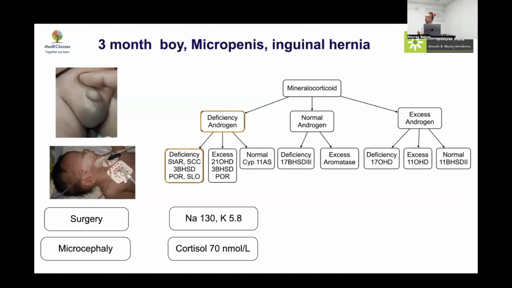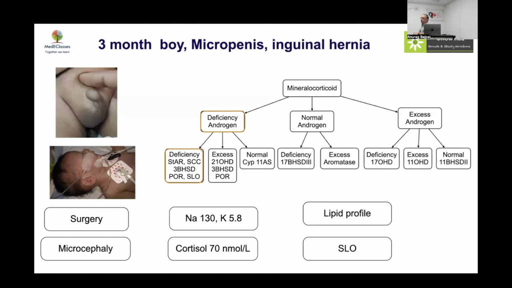Then if you talk about non-classical forms of StAR defect, like the boy who presented later with adrenal insufficiency, their penis will be normal. So if you have micropenis, it will also have hypospadias. But in Smith-Lemli-Opitz, you may have a milder picture because there are non-cholesterol, other ways in which you can get the cholesterol in. So in this scenario it clearly looks more like Smith-Lemli-Opitz syndrome, and the lipid profile showed that the cholesterol levels were low in that regard.